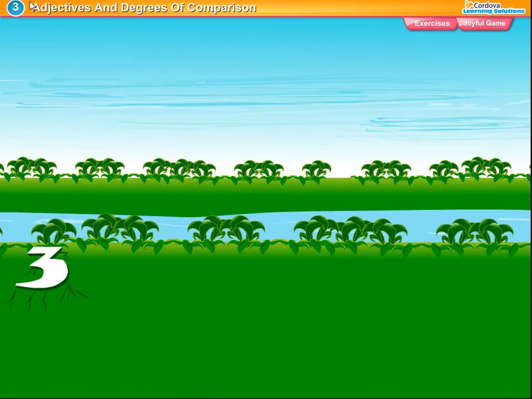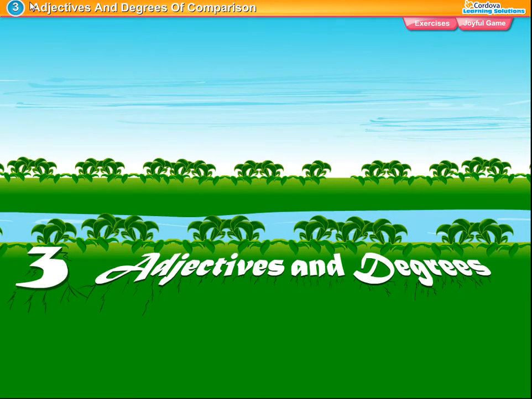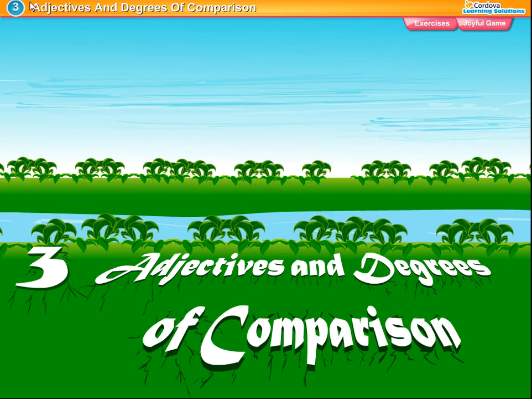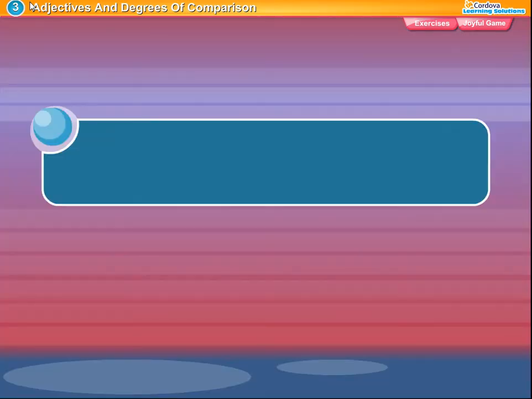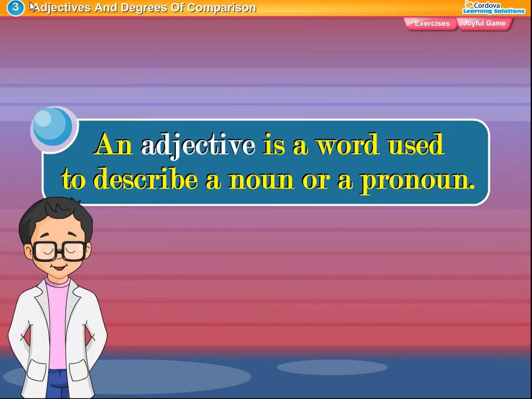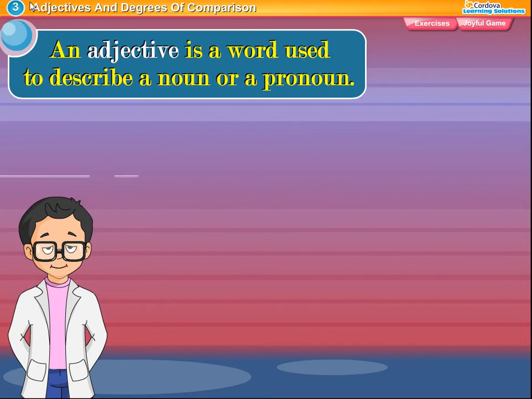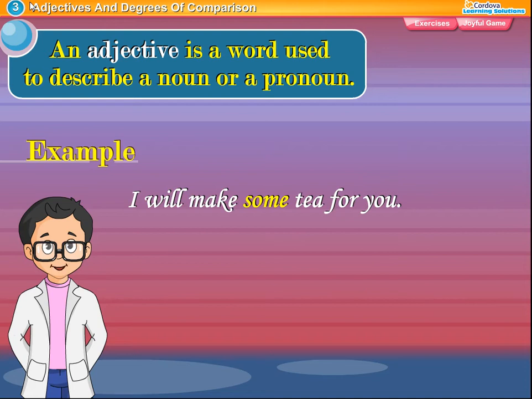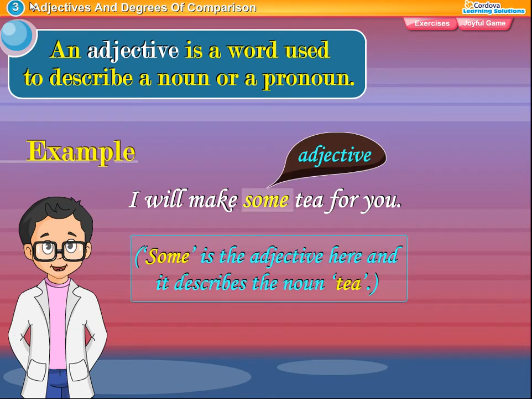Chapter 3. Adjectives and degrees of comparison. An adjective is a word used to describe a noun or a pronoun. Example: I will make some tea for you. Some is the adjective here and it describes the noun tea.